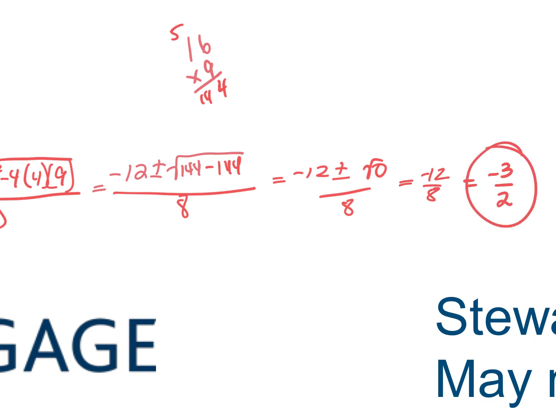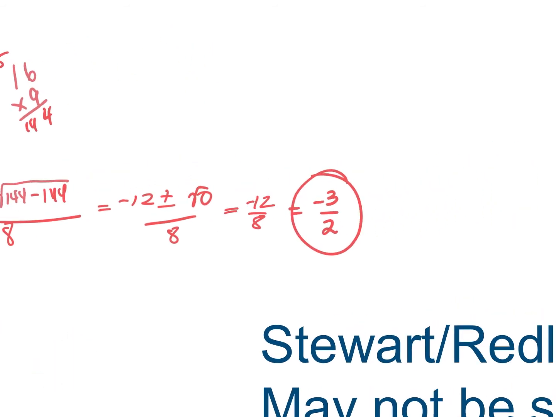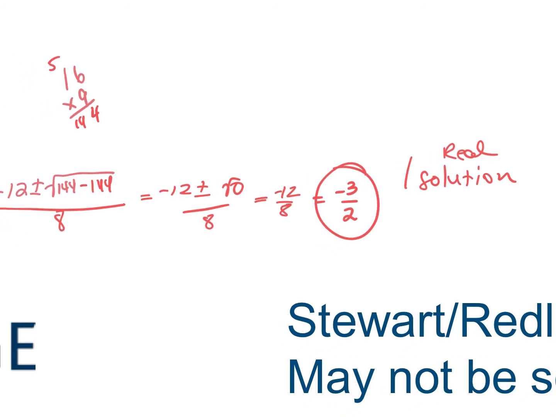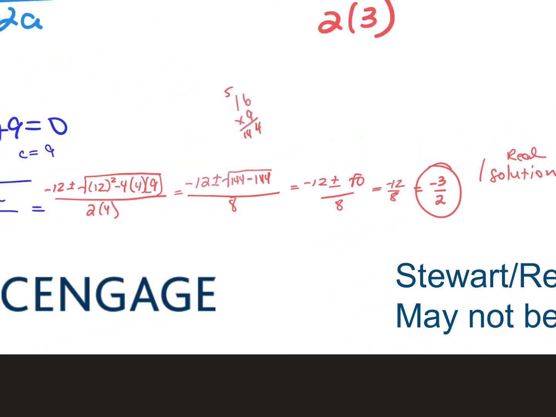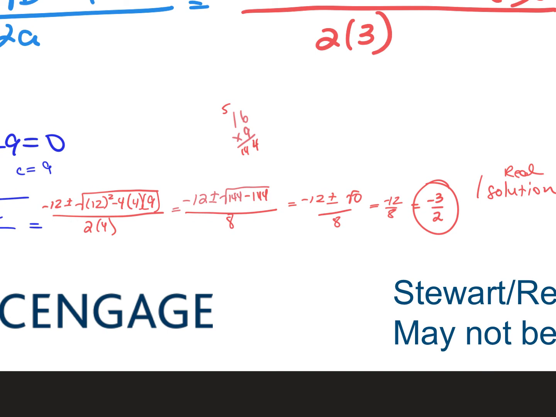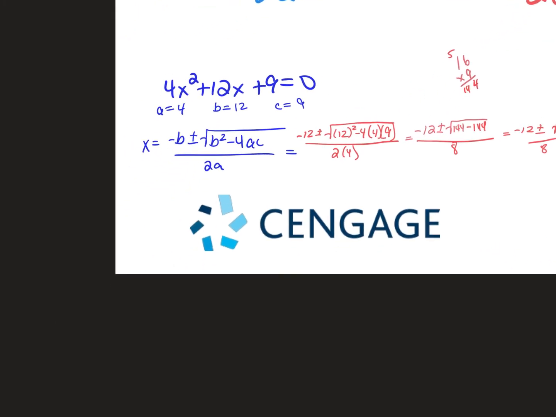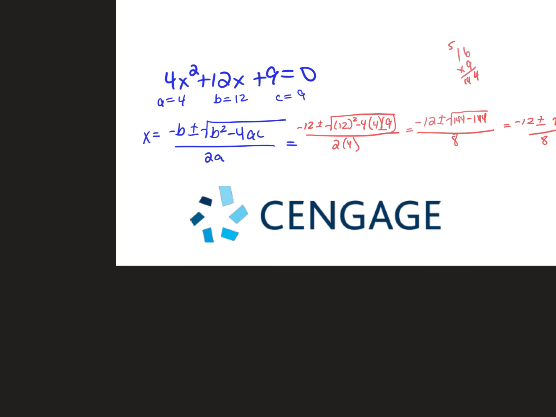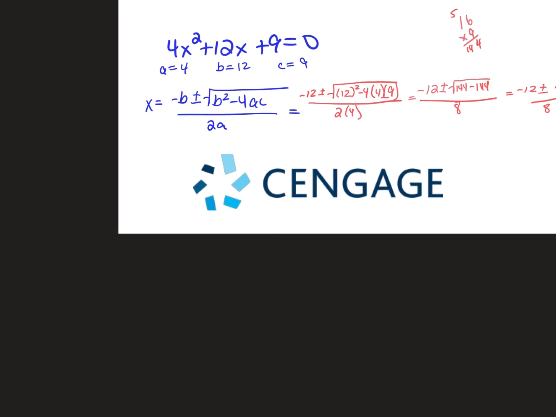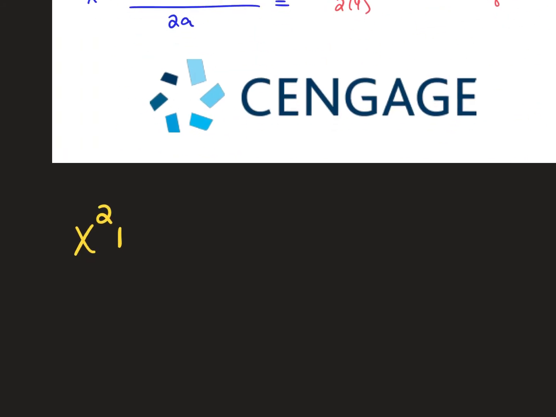How many solutions did I get there? 1. Just one solution. Okay. I don't have the plus or minus root because I got 0 underneath my square root. So that gave me one real solution. Can somebody read C to me, please? X squared plus 2x plus 2 equals 0.